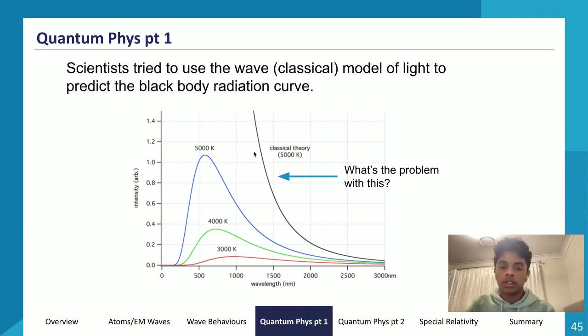And that was so perplexing and mind-blowing at the time, because scientists thought that the classical model of light could explain all the phenomena about light and all the phenomena displayed by electromagnetic radiation. So this ultraviolet catastrophe was very shocking at the time.